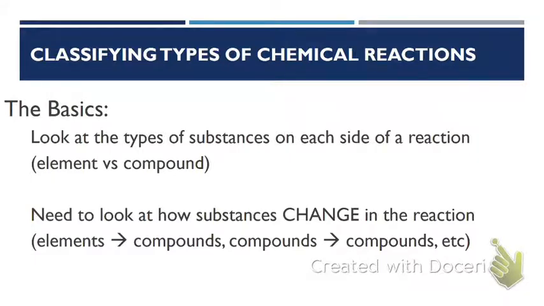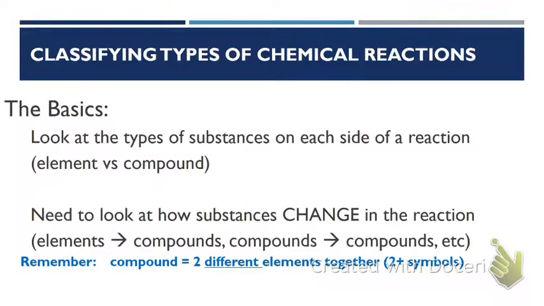And if you see elements turn into compounds, that's going to be one type of reaction. Compounds turning into other compounds is a different type of reaction. And that's all that we need in order to be able to classify our types, is classifying the types of substances. So let me real quick recap with you.